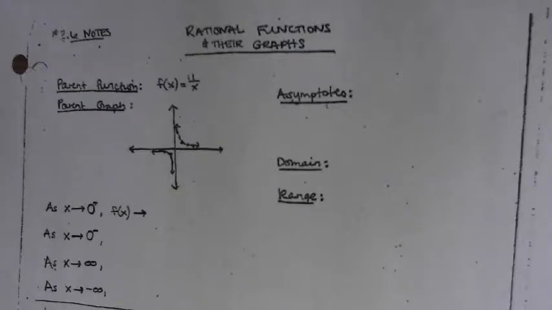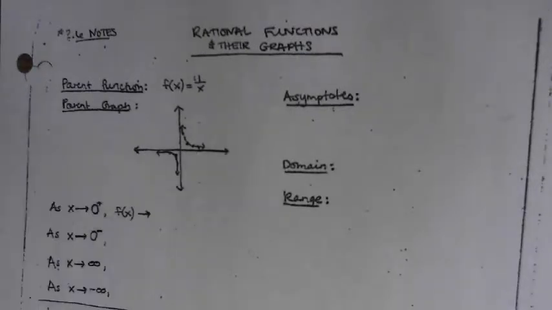Functions can't have variables in the denominator. Rational functions have denominators that contain variables, okay? So the parent graph that we will still talk about shifts and stretches and compressions and all that good stuff is 1 over x, and it looks like this.